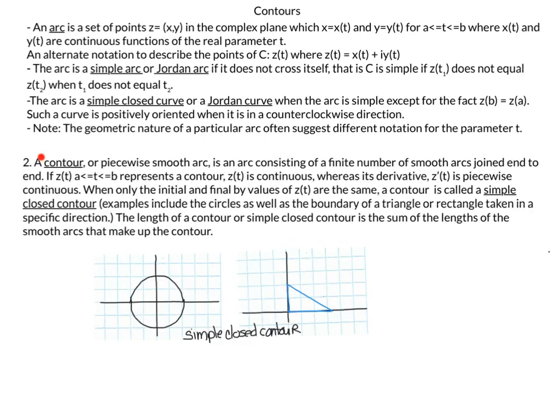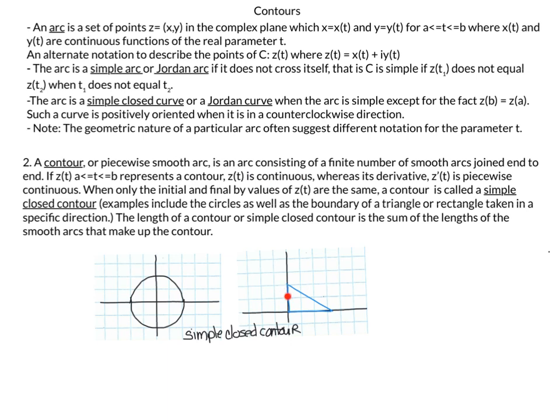The other definitions we need: a contour, or piecewise smooth arc, is an arc consisting of a finite number of smooth arcs joined end to end. So if z of t, when t goes from a to b, represents a contour, z of t is continuous, whereas its derivative, z prime of t, is piecewise continuous. In other words, here's a simple closed contour. This triangle is another simple closed contour. This triangle is piecewise smooth; it consists of 3 smooth arcs joined end to end. So 1 arc, 2 arcs, 3 arcs joined end to end.